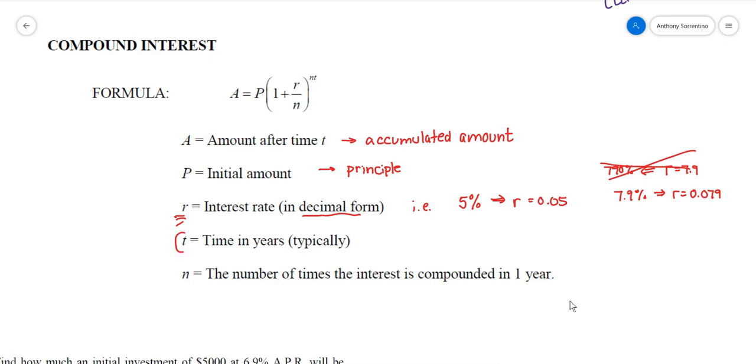With compound interest, t is typically the time in years, and n is the number of times the interest is compounded in 1 year. Sometimes it's also known as the compounding period.